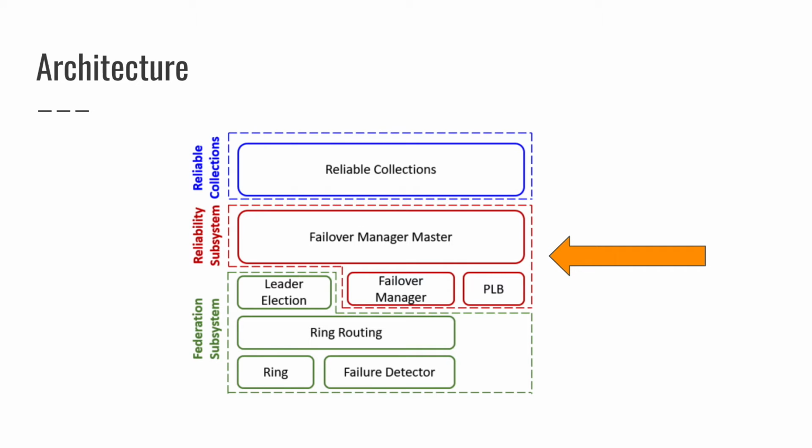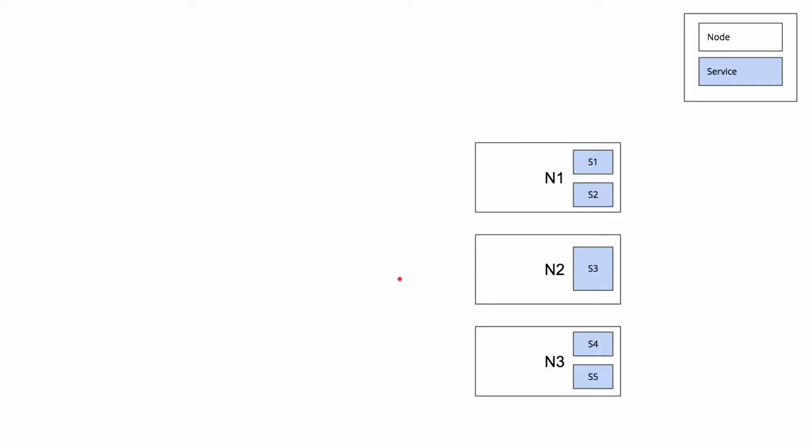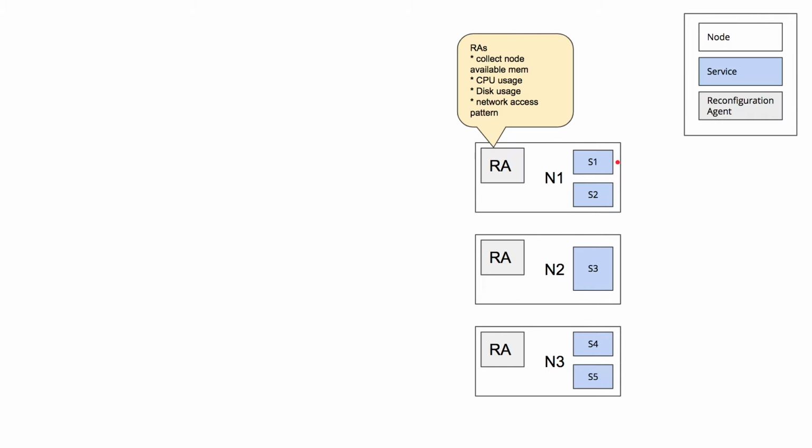Just to remind you where we are, the reliability subsystem is in charge of replication, load balancing, and high availability. There are a couple of major components of the system, and we'll be focusing on FM and PLB, which stand for Failover Manager and Placement and Load Balancer. Here's how they work in tandem. There are nodes in the Service Fabric ring and services running on these nodes.